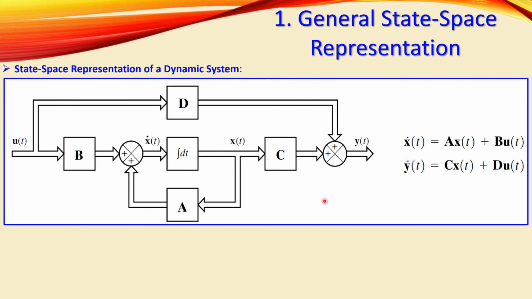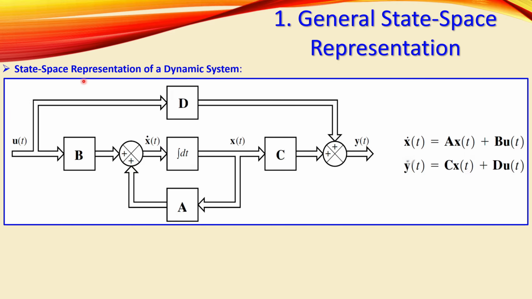Now, this whole expression has four matrices: A, B, C, and D. The D is the forward transfer, and the A is the feedback element, which is the dynamics in our system. The B goes along the forward path, directly from the U to this summation point, and the C is the matrix going from the state vector to the output.